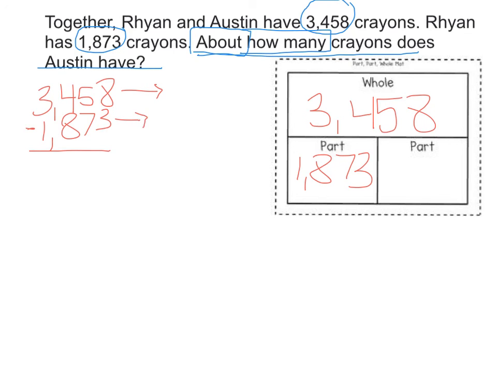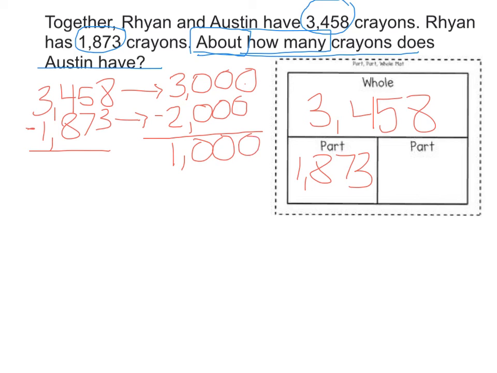And I remember from the question that we are finding about how many. So I'm going to go ahead and round my numbers. And I remember from a few weeks ago in a video I watched that we always round to the greatest place value when we are estimating. So I went ahead and rounded to the thousands place because that was the greatest place value. I know that 3,000 minus 2,000 is 1,000. So I know that Austin has about 1,000 crayons.